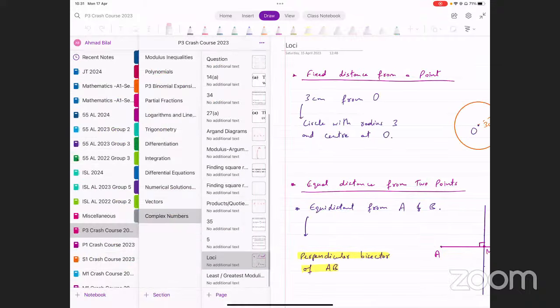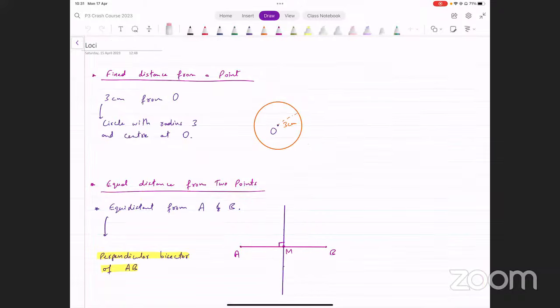So we were doing complex numbers, and we were actually doing the last concept that we had in this topic, and that was loci. We started this in the last session. Let me quickly remind you what we did in the last session, and then we'll do some practice questions in this, and that will just wrap this topic up for us as well, and we'll be done with all the P3 topics that we had to do.